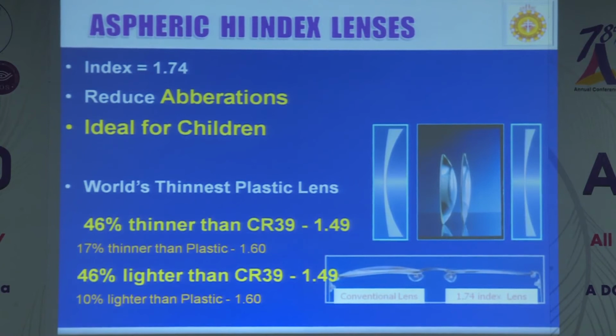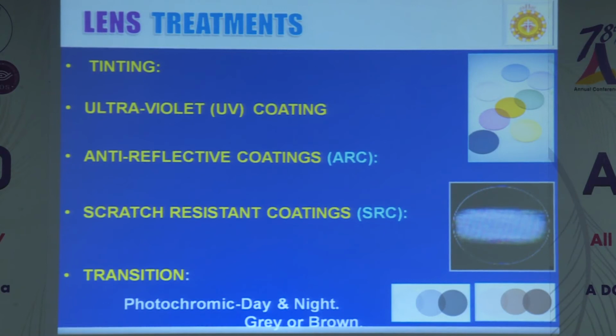So there are a lot of lens treatments available: tinting, ultraviolet coating, anti-reflective coating, scratch resistant coating, or transition or day and night. All choices are available. Why should you have sun protection?